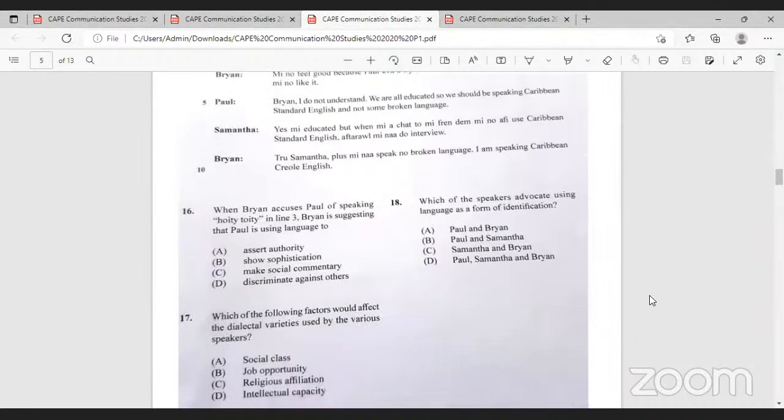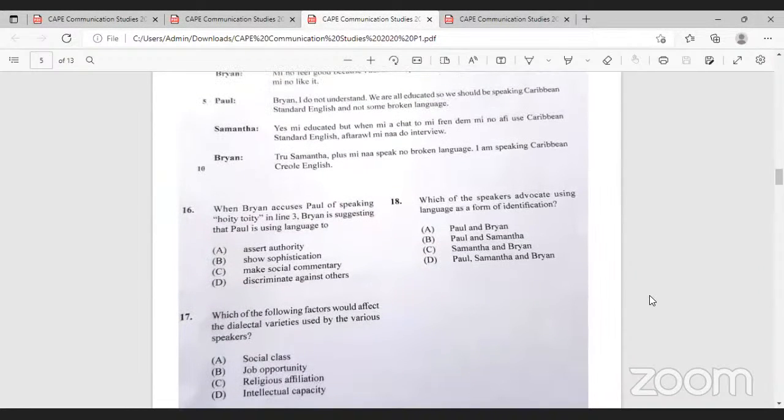17, which of the following factors would affect the dialectal varieties used by the various speakers? So remember the dialectal varieties, acrolect, mesolect, basilect, and who sounds closest to it and who sounds furthest from it. 17, which of the following factors would affect it? Social class, job opportunity, religious affiliation, or intellectual capacity. So it might be more than one, but which one is the best answer? Would affect the dialectal variety.